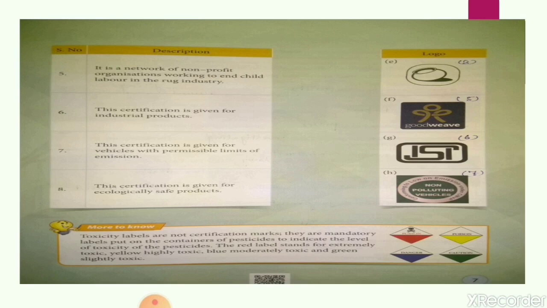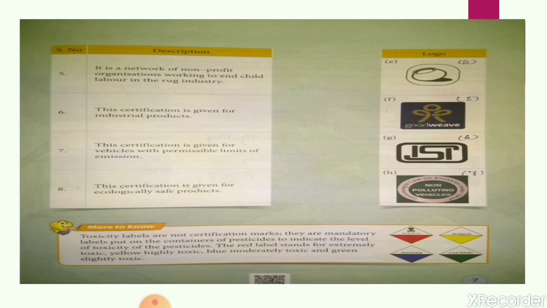Then sixth one, the certification is given for industrial products. So obviously it will match with G with ISI marks. Then seventh one, the certification is given for vehicles with permissible limits of emission. So this one matches with H, logo H, where you can see non-polluting vehicles. This is a logo which matches with this description. Then eighth one, the certification is given for ecologically safe products. So it matches with logo E.